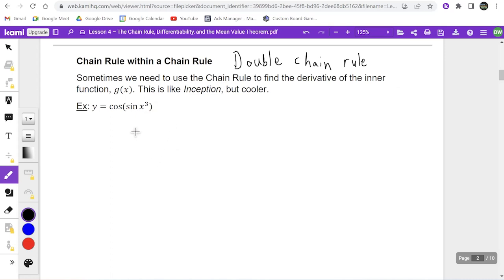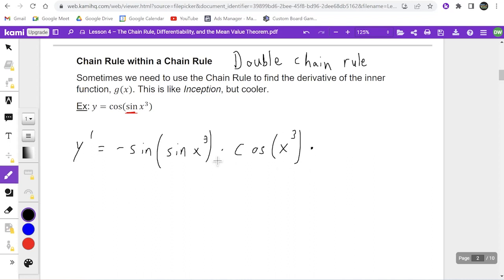The point is, all you're going to do is say y prime is the derivative of the very outside rule. The very outside rule is the cosine. And what's the derivative of cosine? Hopefully you remember, it's negative sine. So watch this. Negative sine of sine x cubed. I'm not changing anything in the middle. I just took the derivative of the outside. Next, I need to take the derivative of the middle. What's in the middle? In the middle is my sine. So next, I'm going to multiply by the derivative of sine, which is cosine. So the cosine of x cubed.